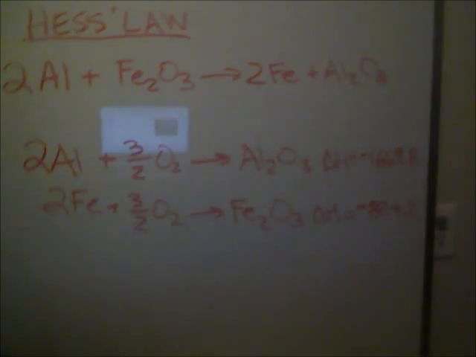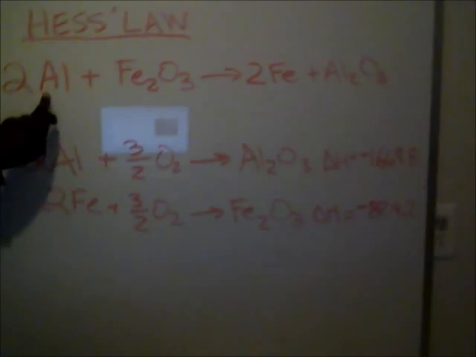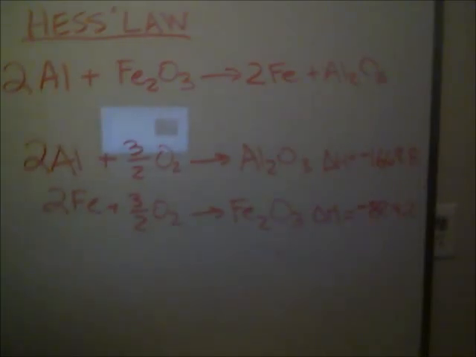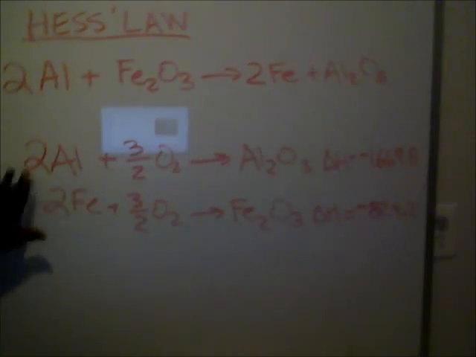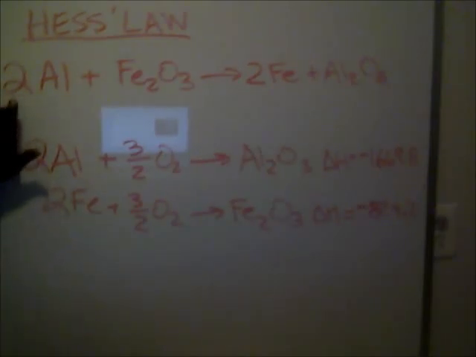So the one thing I would recommend doing first is to look at the positions of things. In our final equation, we need aluminum to be on the left. It's already on the left, so that is actually okay. What we're trying to do is like puzzle pieces. We're trying to fit the puzzle pieces together to get them to turn into this reaction.